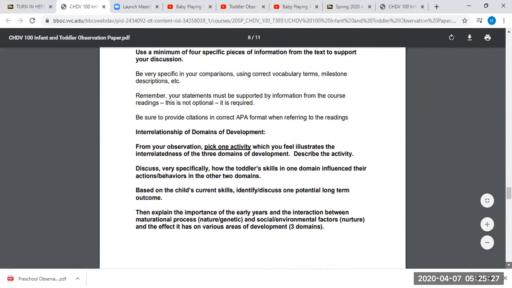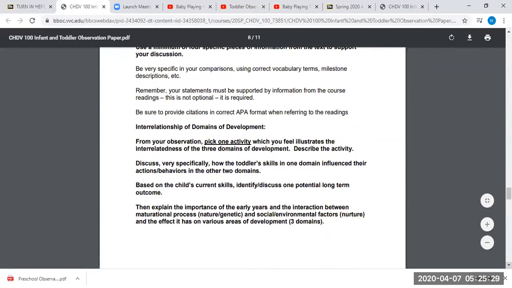And then you're going to come down to the interrelationships of domains of development. So with this one, you're going to pick one activity again to address these 3 developmental domains. You need to describe the activity. I will go with you guys. Good places to find activities, I love Pinterest. You could try to find things on Pinterest. You can find things on the internet, but you're going to be describing them to me. You can think of one on your own.